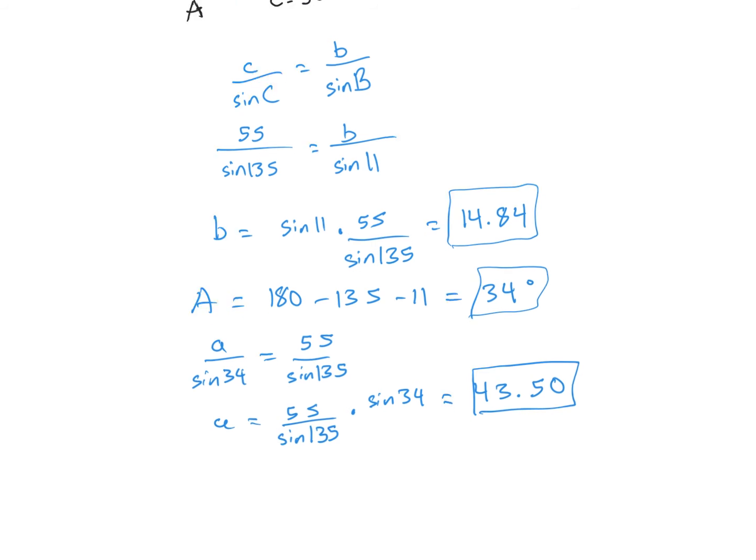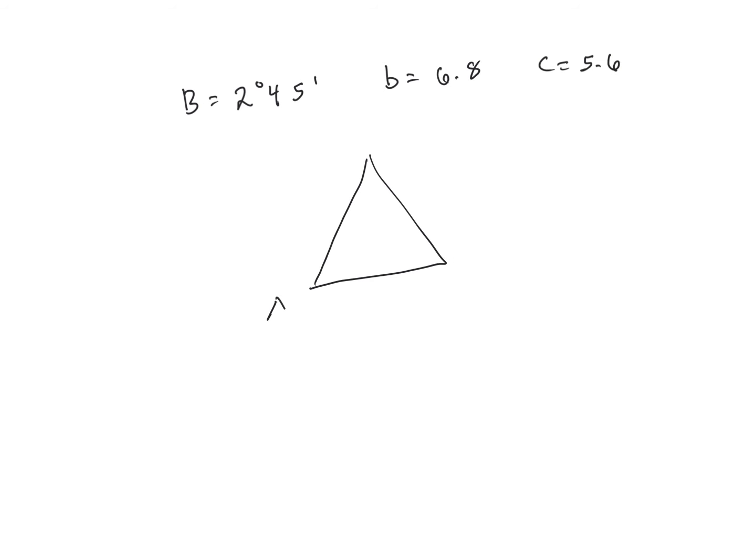Let's say we are only given one angle, and they don't tell us what the others are. So let's say we are given angle B is 2 degrees 45 minutes, and side B is 6.8, and side C equals 5.6. I don't know what the other angles are. Well, first things first, I'm just gonna set it up. I'm gonna draw a generic triangle, and we'll figure it out from there.